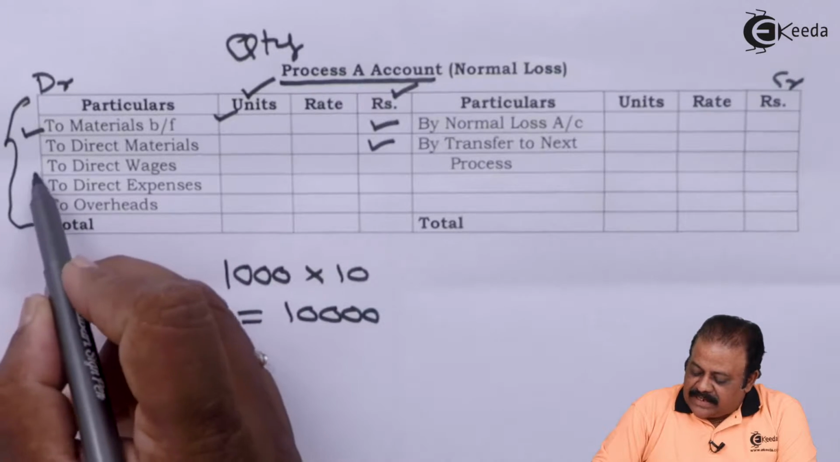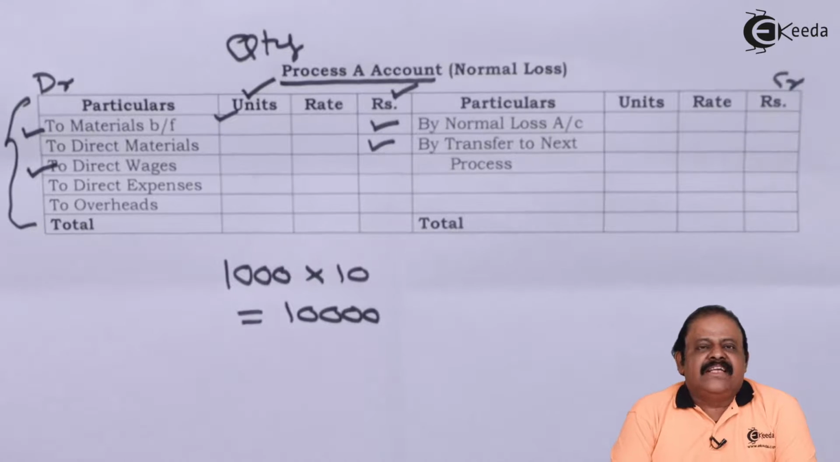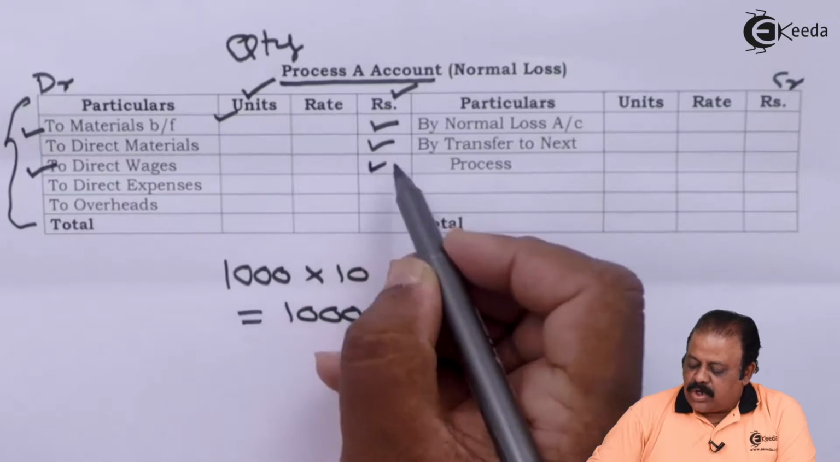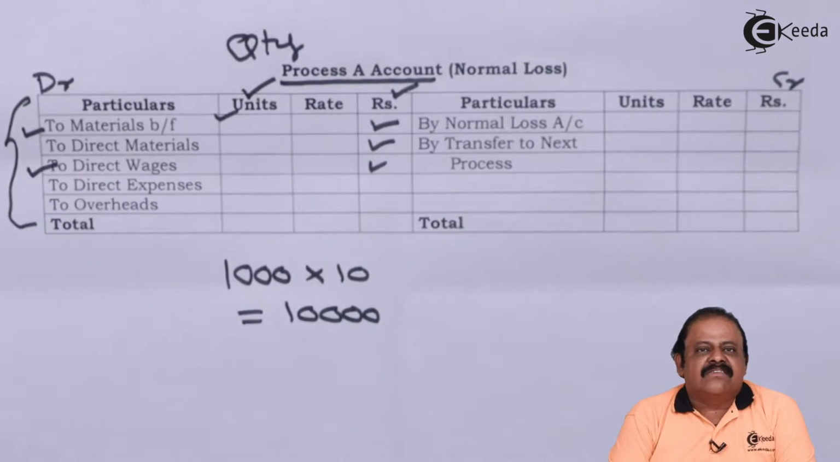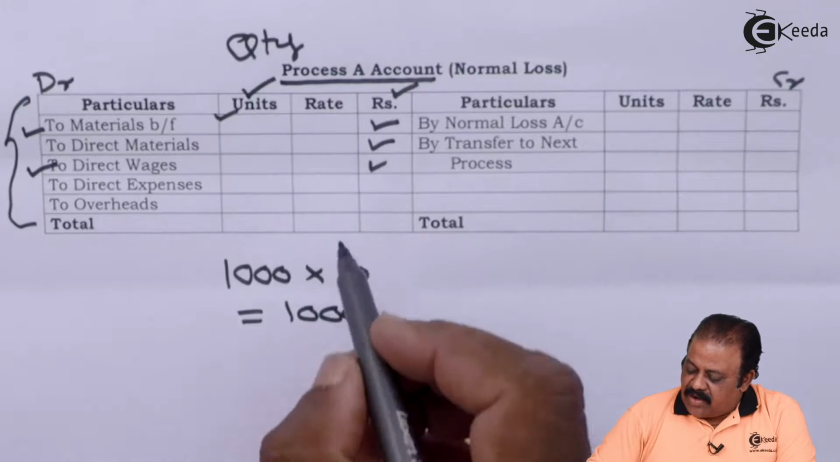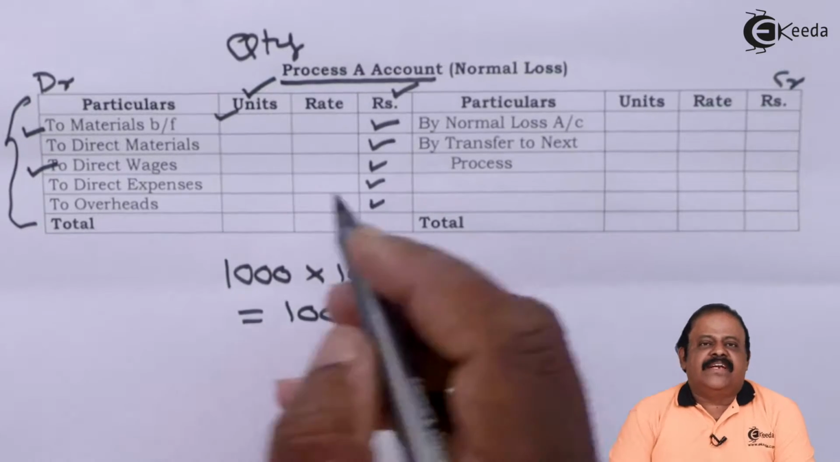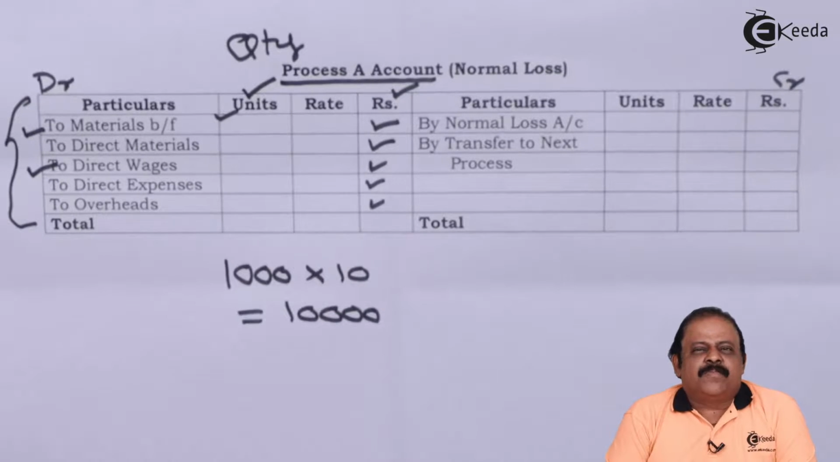After material, the other expense relating to production is labor. That is direct wages or direct labor. It is debited to process account. Now in case of labor also there will not be any question of quantity. You will be directly recording in rupees column the amount of direct wages or direct labor. Then we have overheads, or direct expenses. It will be recorded here in rupees column, direct expenses or overheads. So this is how all the expenses which are given in the question will be recorded to the debit of process account.